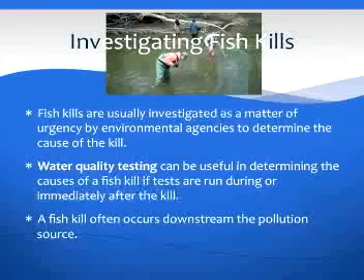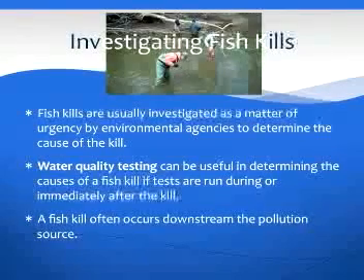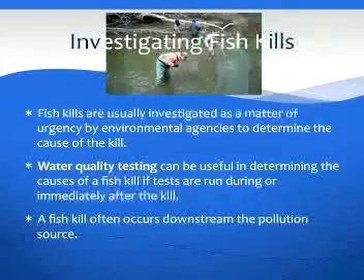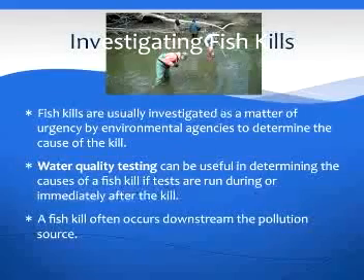Water quality testing parameters, like the ones discussed above, can be useful in determining the causes of a fish kill, if the tests are run during or immediately after the kill. That is why a sense of urgency is very important with these matters. A fish kill often occurs downstream of the pollution source.